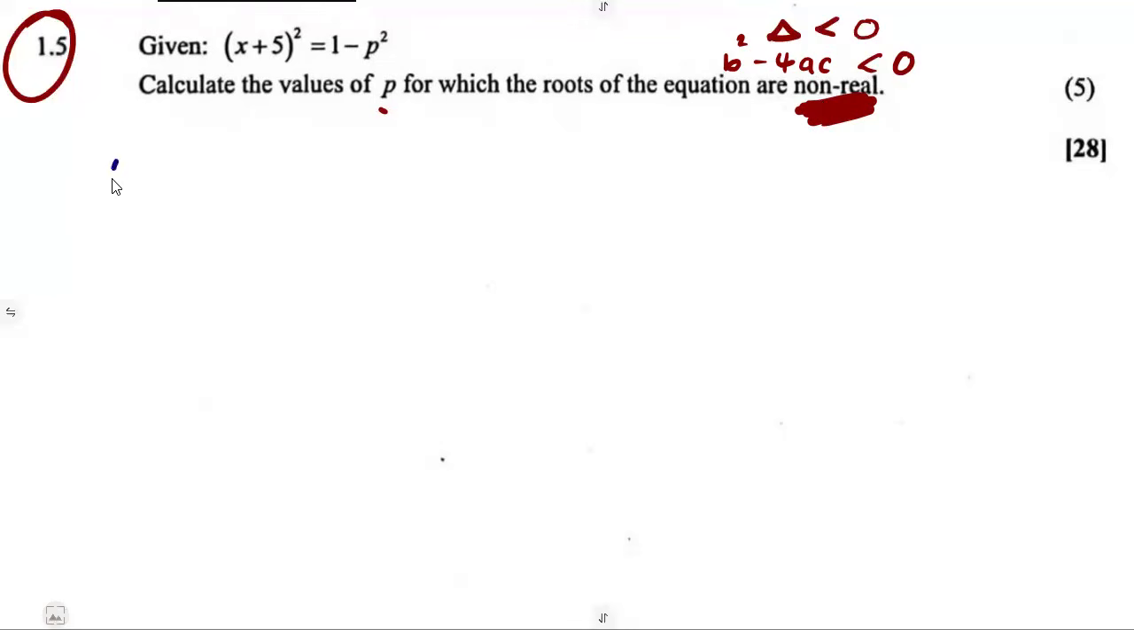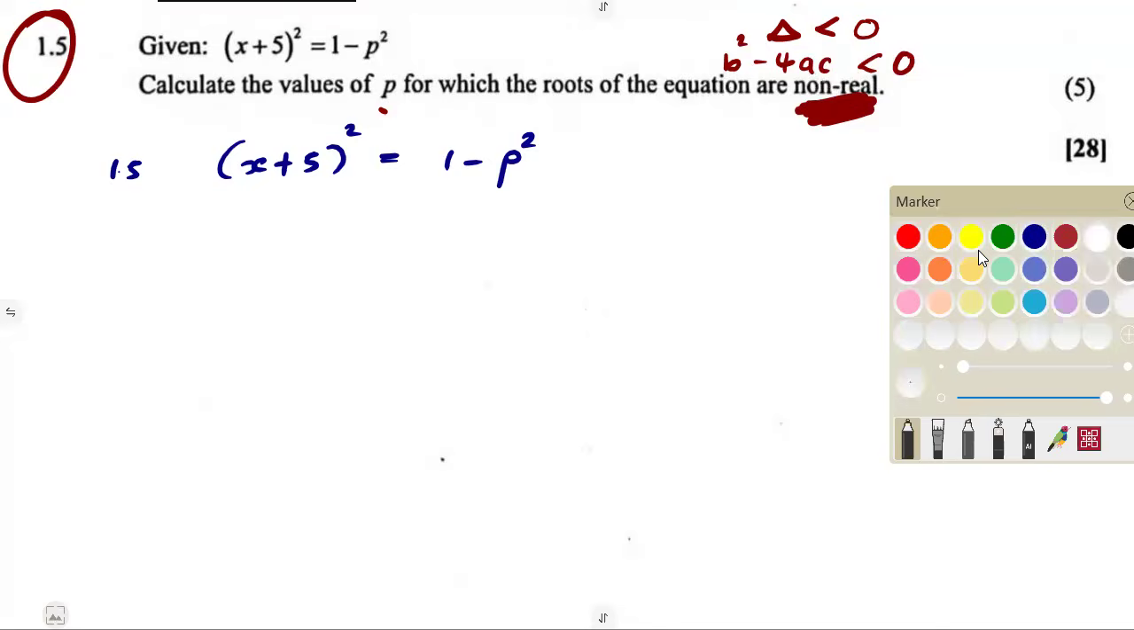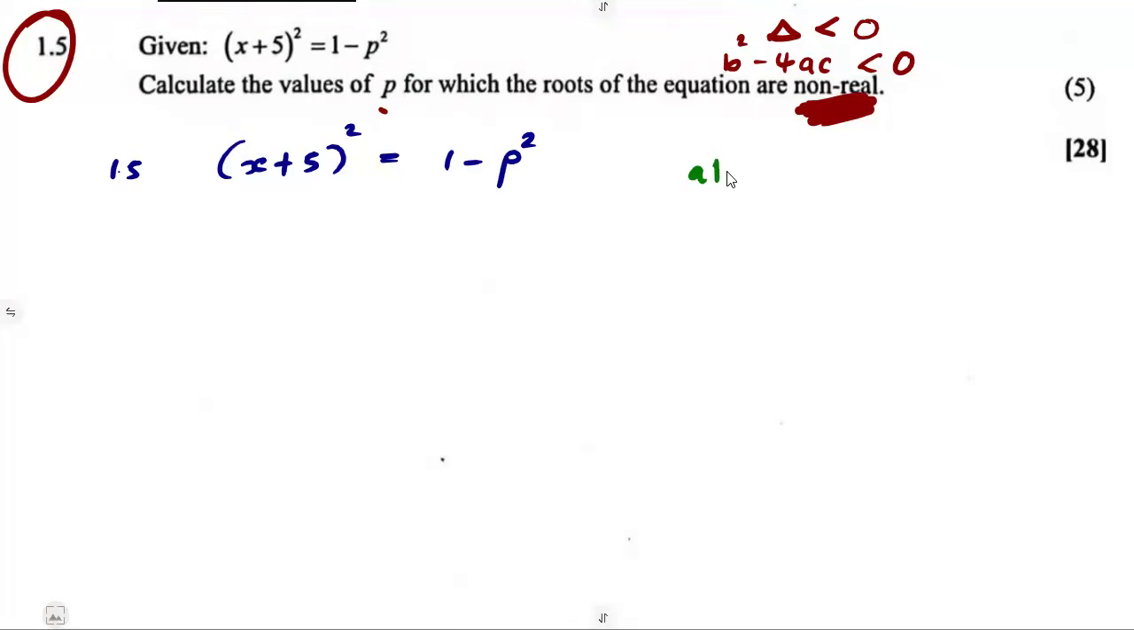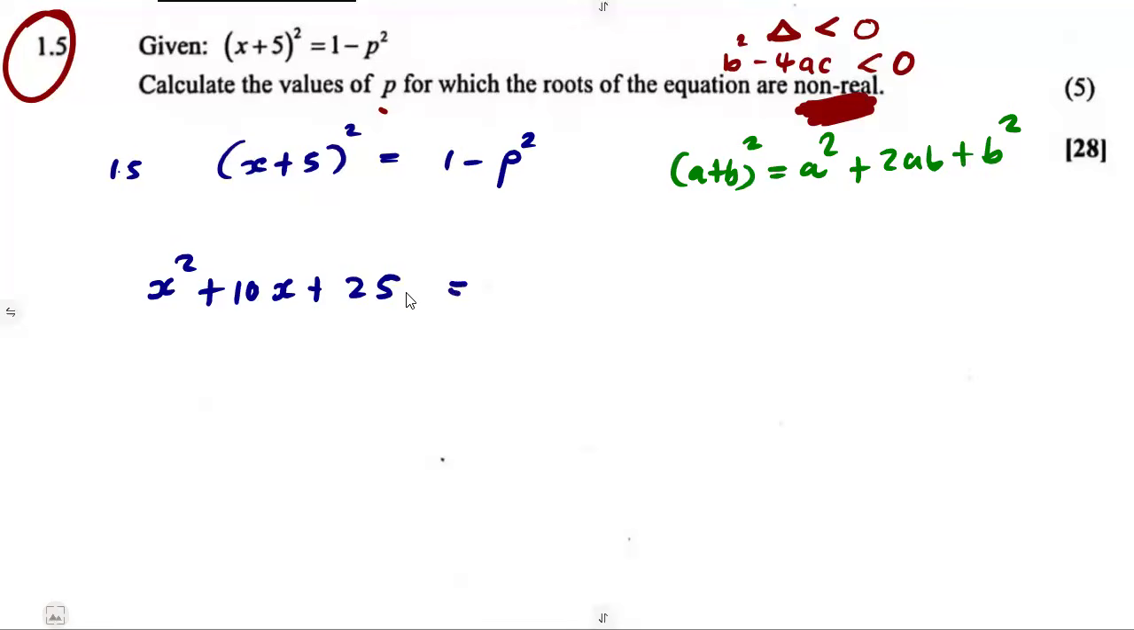Because look at our question, guys. x plus 5 squared is equal to 1 minus p squared. Look at our question. We cannot actually see which one is our b, which one is our a, which one is our c. So we have to expand the brackets. Remember, I talked about this, guys, expansion of brackets. If you're given a square like this, a plus b squared is equal to a squared plus 2ab plus b squared. Or you can just have 2 brackets, x plus 5 into x plus 5.